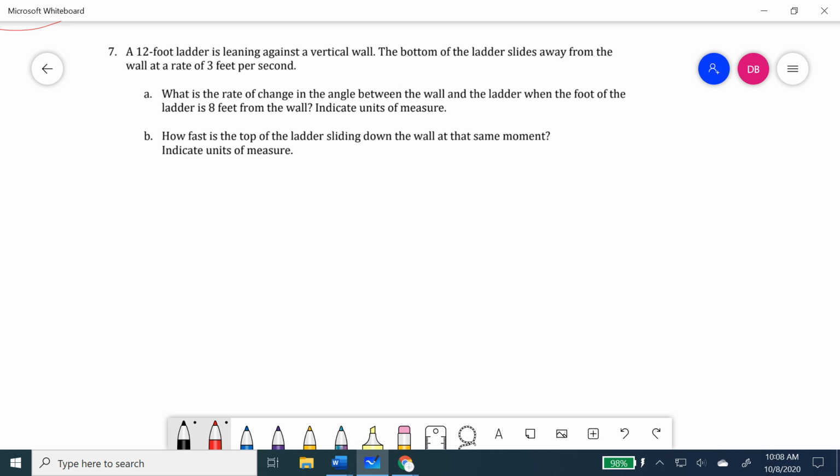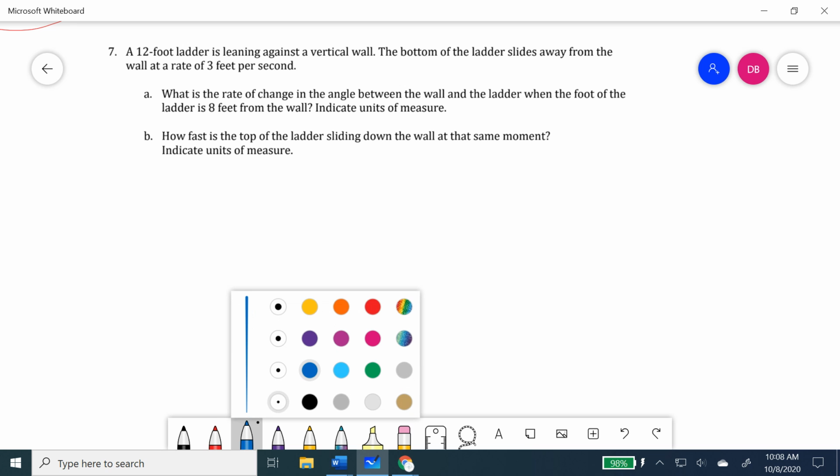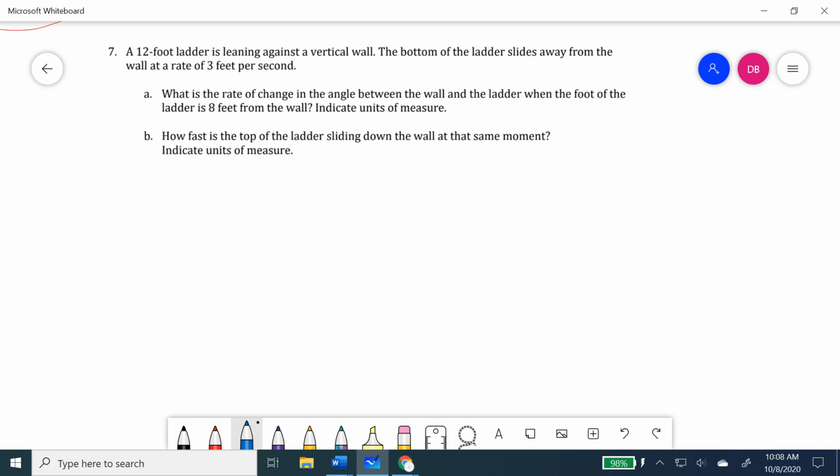So if you wind up with the ladder problem, we've got our right angle and a particular length of a hypotenuse, 12 feet long. Honestly, the biggest thing with related rates is read the problem a few times before you start out. Read carefully.